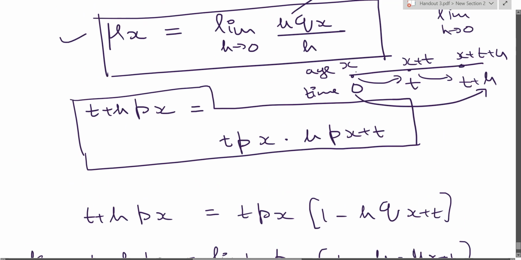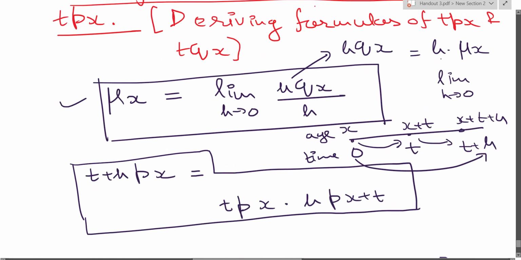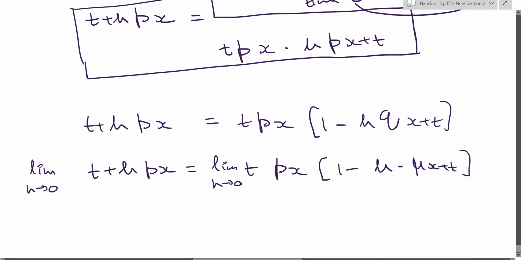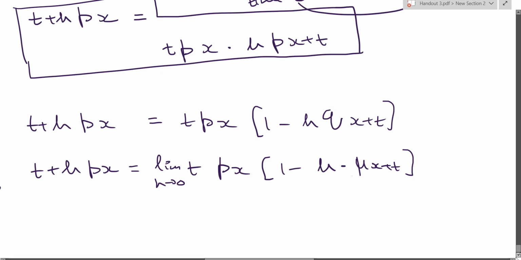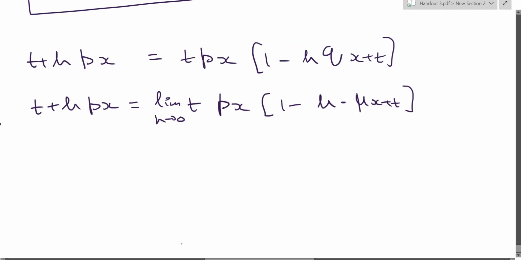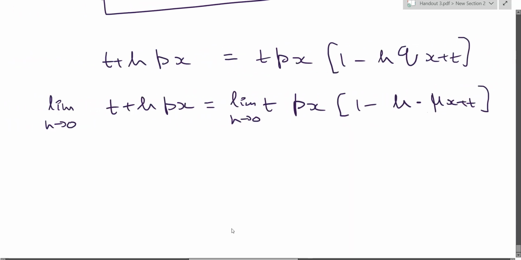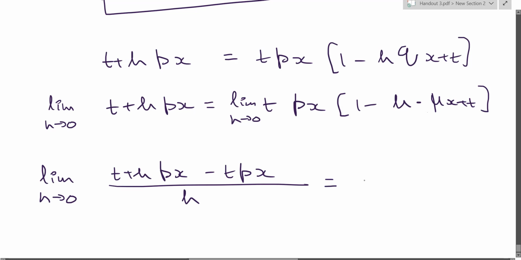I just wrote tPx plus h as h times mu x plus t, using this definition by taking the limit h tends to 0. Now remember, h is a very small period of time. Now what I'll do here is send this term to the left hand side. So I'll take the limit h tends to 0 of t plus hPx minus tPx, I send this term to the left hand side, divided by h, is equal to minus mu x plus t.